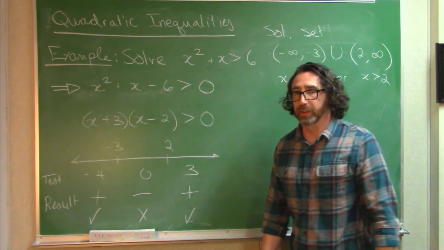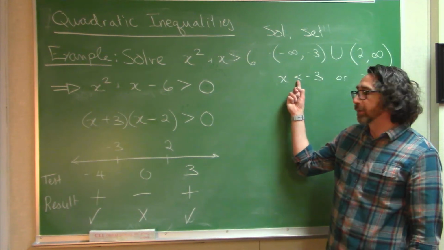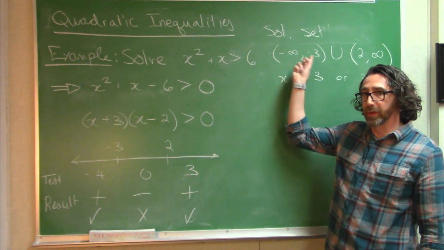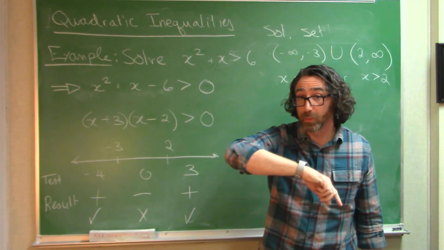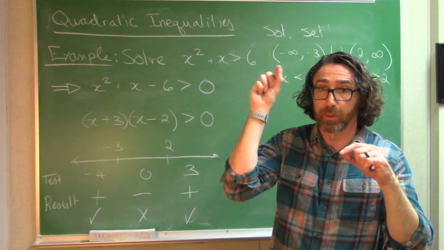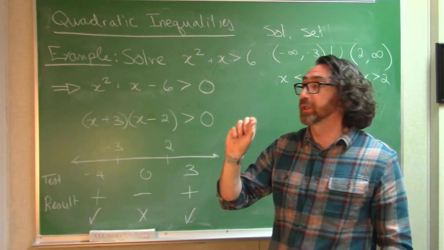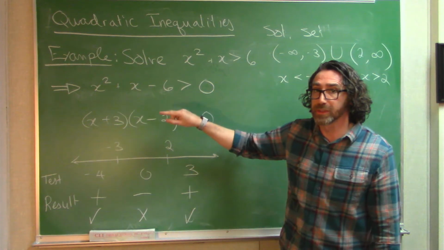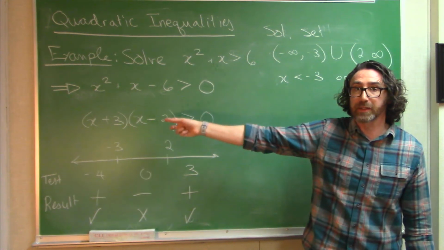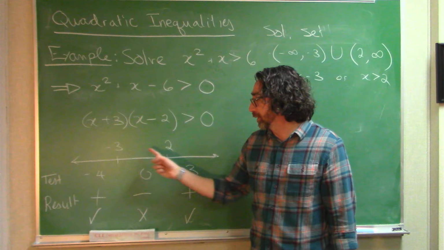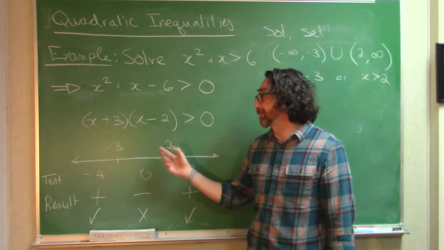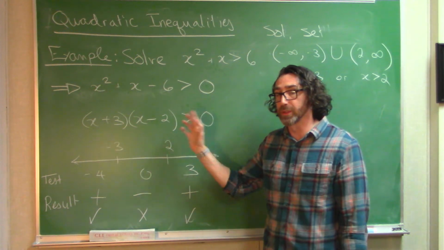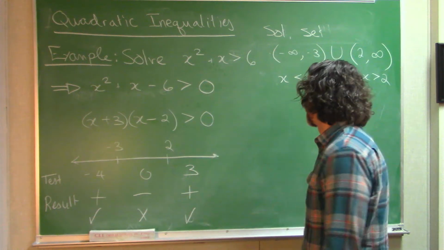Okay, you might be asking, how come I'm using the parentheses here, whereas in the last example we did, I used brackets? Well, go back and check. You'll see in the last example we had less than or equal to 0. This is strictly greater than 0. So these guys are values that make this expression equal to 0. We don't want them in the solution set.